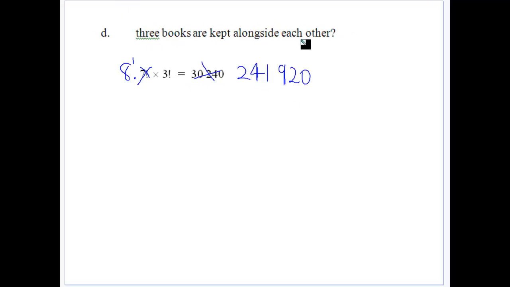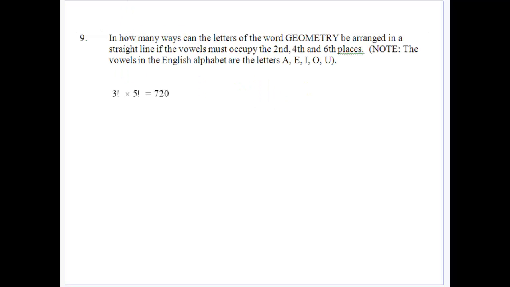3 books have to be kept alongside each other. Again, we'll consider them as one group, so we're going to have 8 groups altogether. So they can be 8 units altogether. 8 elements can be arranged 8 factorial ways, and those 3 books can be arranged 3 factorial ways. So there's our total number there.